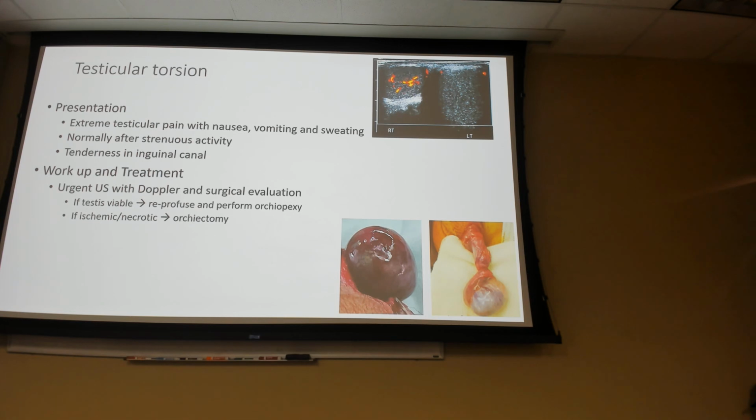Typically they say about 6 hours, and the testicle can still be viable. We see it more commonly if somebody has a bell clapper deformity. And this one is typically handled by urology. They can do an orchiectomy if it's ischemic or necrotic and they can't save that testicle.